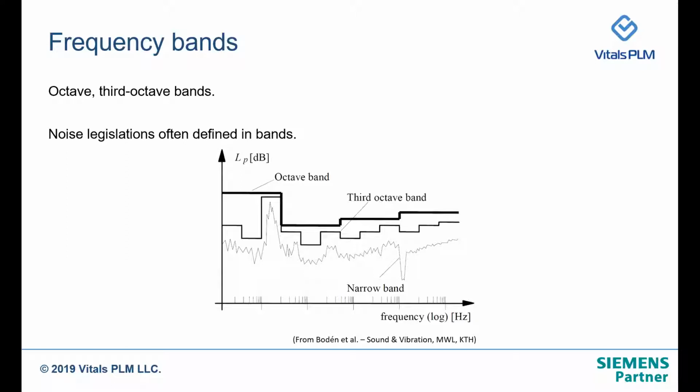And another important topic after looking at the types of spectra is the frequency bands. There are many types of bands, but here we look at octave and third octave bands. These are quite often used in noise legislation.